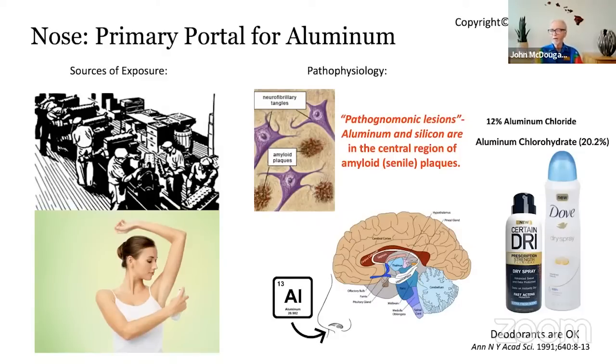If you look at Amazon, wherever you buy your antiperspirants and your deodorants, you'll find they're back on the market. So every day you spray this huge dose of aluminum into your nose, which is the most serious portal of entry, which results in the most serious dementia.